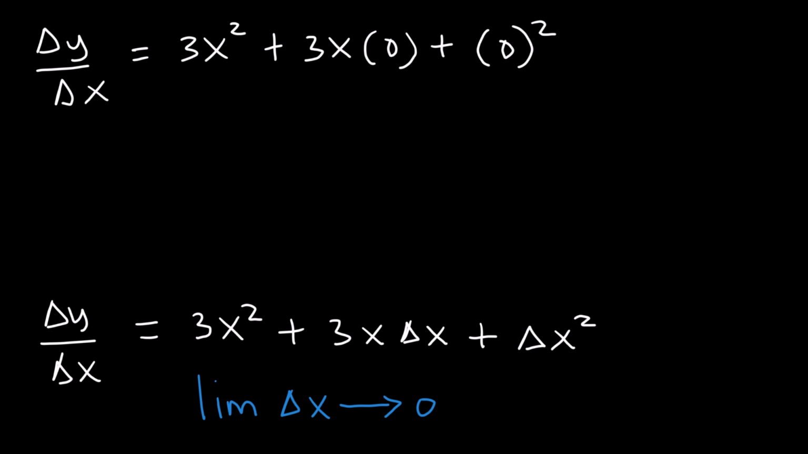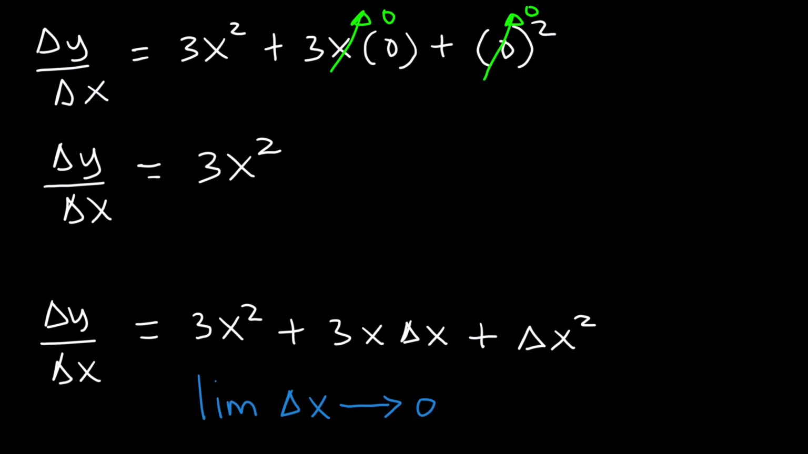Now 3x times 0 will give us 0, and also 0 raised to the power of 2 will be 0. And so we shall remain with change in y divided by change in x equaling 3x to the power of 2, and that's our answer. Therefore, that's how you can differentiate x to the power of 3 from first principles.